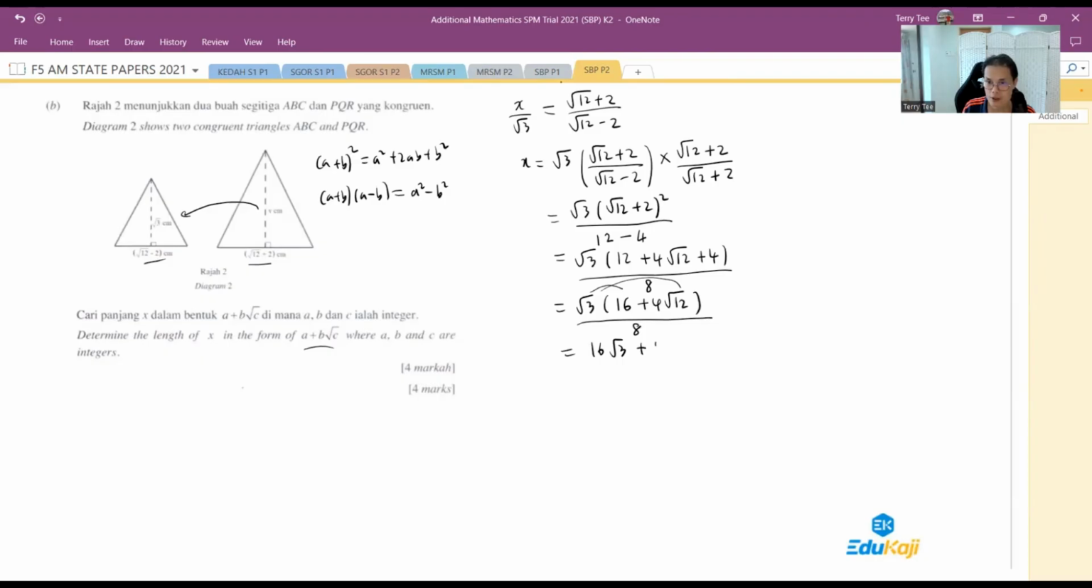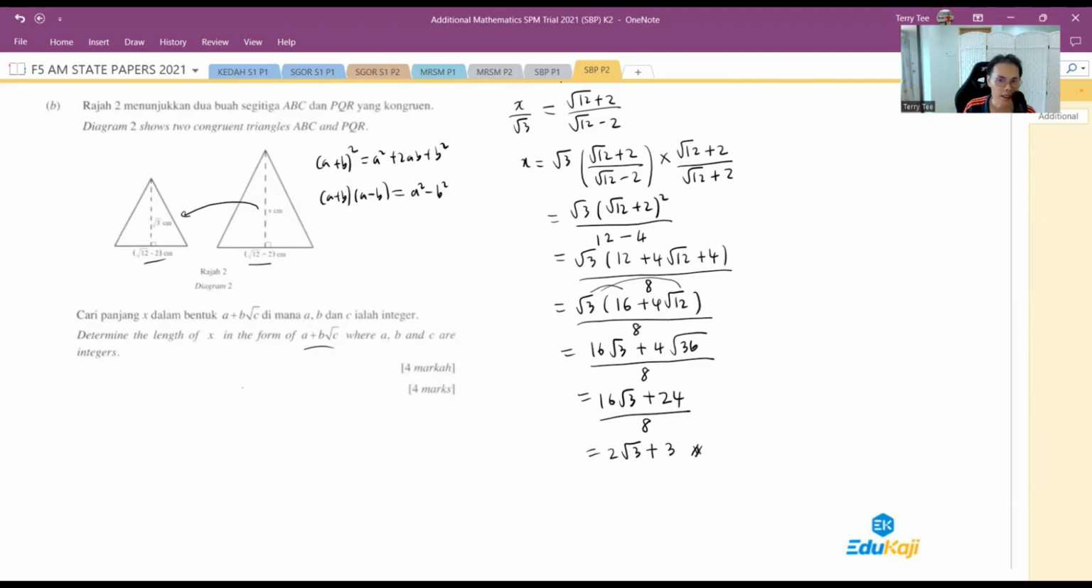This is 4 surd 3 times 12. Can I write 36? 3 times 12 is 36. And square root of 36 is 6. 6 times 4 is 24. 24 divided by 8. This will be 2 surd 3 plus 3.